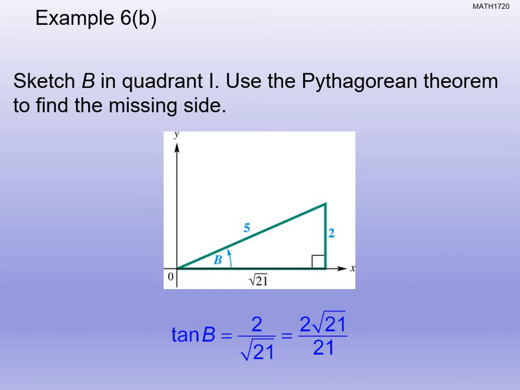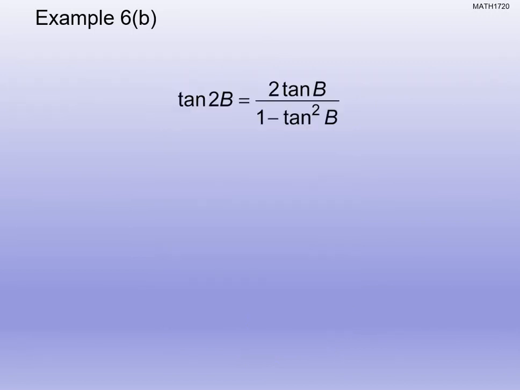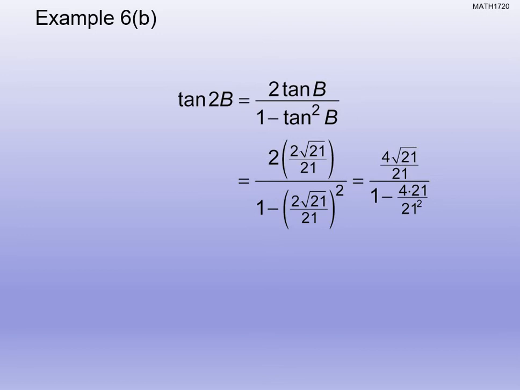Rationalizing the denominator, we end up with 2 square roots of 21 divided by 21. That's our tangent of B, and we're going to substitute that into the double angle identity. Please remember, when we substitute in, some people in class, I know you've been making errors, when we substitute in tangent of B, the word tangent goes away. We replace all of tangent with the actual ratio that's remaining. So this becomes 2 times 2 square roots of 21 over 21 divided by 1 minus 2 square roots of 21 over 21 squared. Make sure when you take that quantity and square it, you square the whole thing. You square each term. In the denominator, the 2 gets squared, the square root of 21 gets squared, and 21 gets squared.